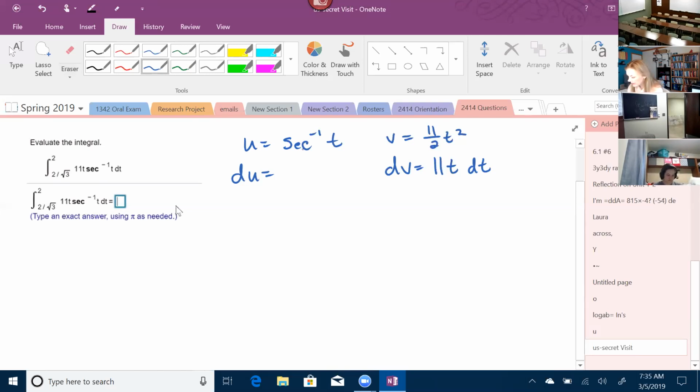But our u here is t, so this is going to be 1 over the absolute value of t, and I can just use t here because our limits are from 2 divided by the square root of 3 to 2, so those are positive limits, so I don't need to worry about the absolute value, and then the square root of t squared minus 1.